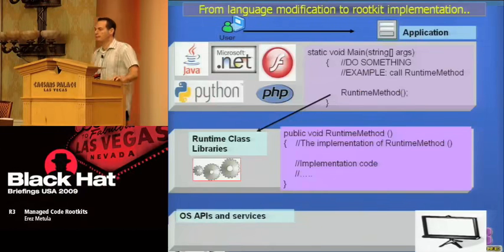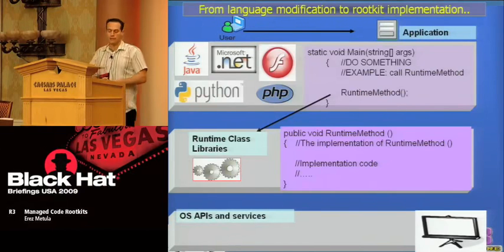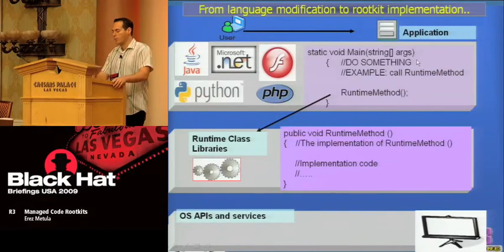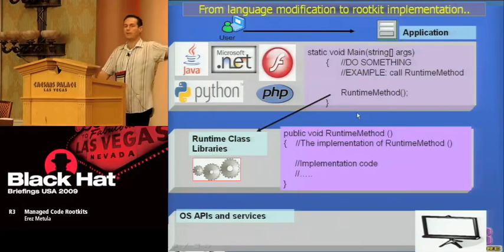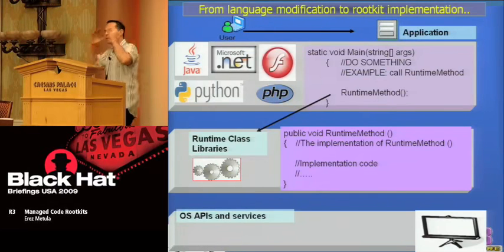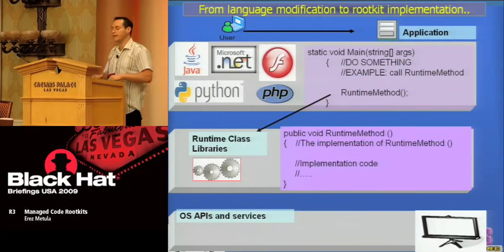Well, basically it looks like this. If we're talking about language modification turning into rootkit development, basically we have here the higher-level application which calls some specific low-level runtime method, like the print line that we've seen before. Think about it like system calls that the operating systems give us, only that here we're talking about services that are being given to the application.